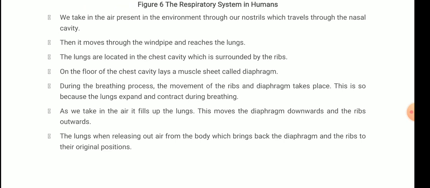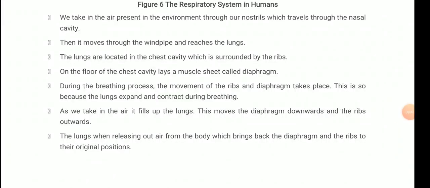So on the floor of the chest cavity lies a muscle sheet called the diaphragm. Now during the breathing process, the movement of the ribs and diaphragm takes place. This is so because the lungs expand and contract during breathing. I told you just when we were looking at the diagram that this diaphragm relaxes or contracts. So this leads to a change in the shape of the lungs.